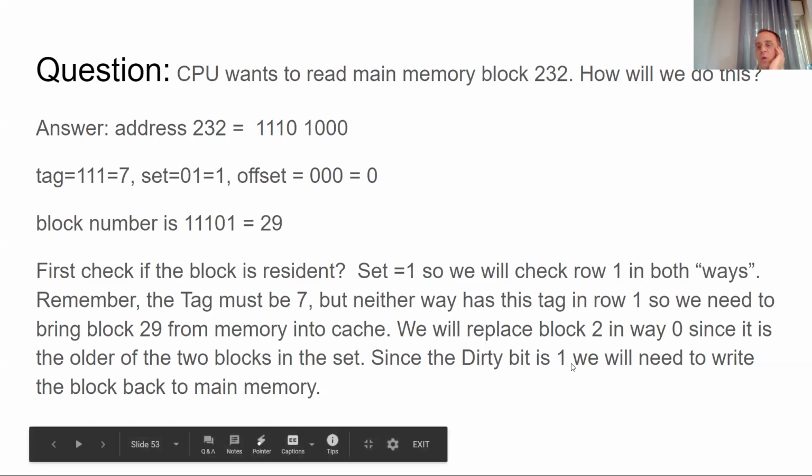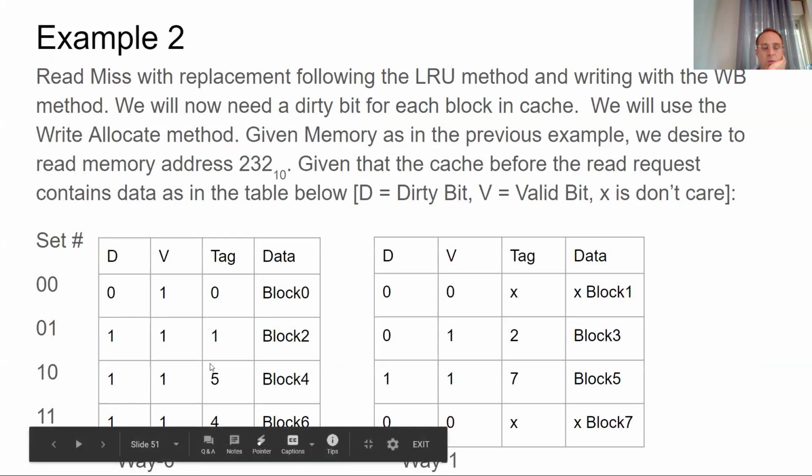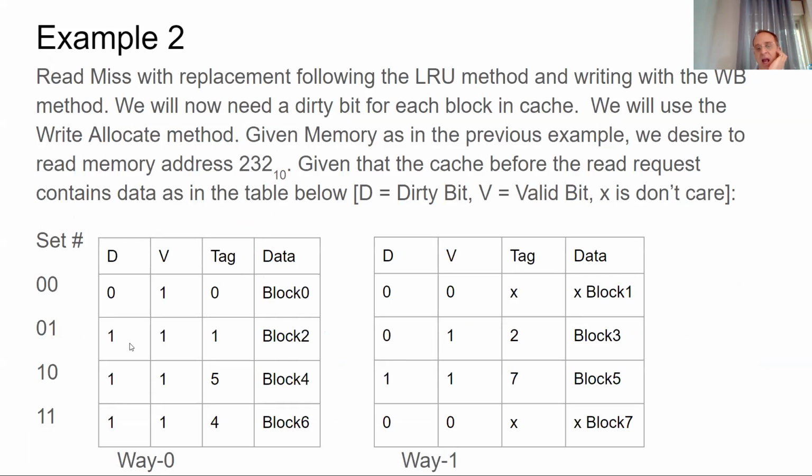Since the dirty bit is 1, we will need to write the block back to the main memory. So let's look at that. We're going to replace block 2 over here in row 1. The dirty bit is set, so that means we're going to have to copy it back. It's valid, so we can't just replace it. And the tag is 1. It's not going to be 1 anymore. It's going to be 7 when we put it in.